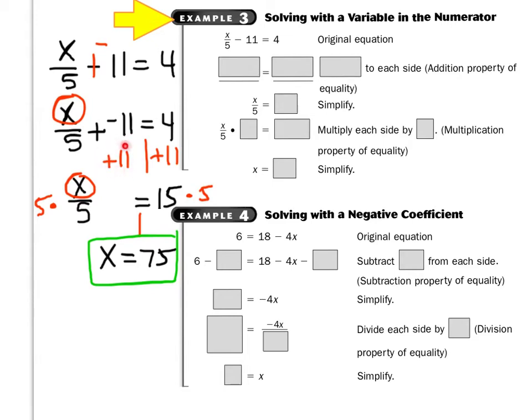So whatever I do on one side of the wall, I have to copy on the other side of the wall. So bring down the x over 5. Just let it slide straight down. Negative 11 plus positive 11 destroy each other. So cross them out. They became 0. Let the equal sign slide down. And then 4 plus 11 made 15. Okay, so now we have x over 5 equals 15.